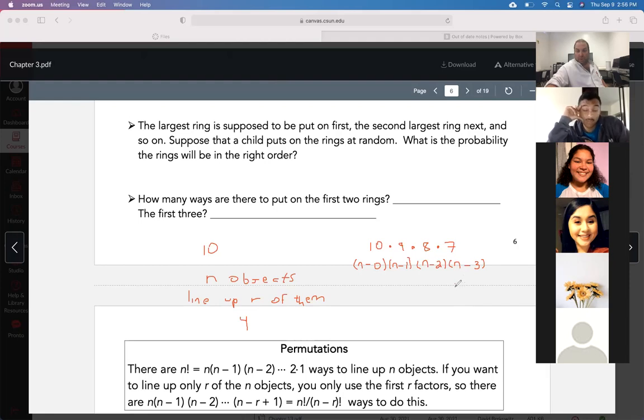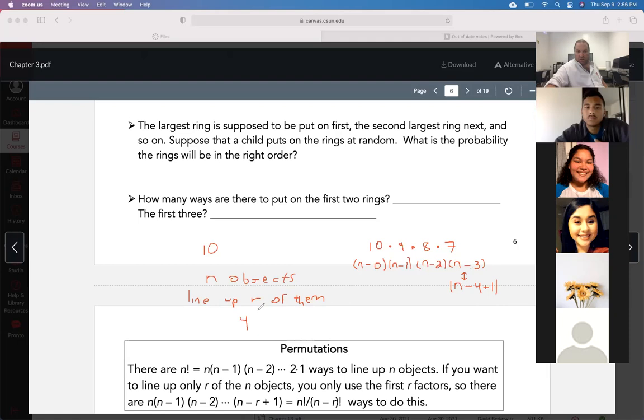So the last one is n minus 4. Where's my eraser? Sorry. Is n minus 4 plus 1. Do you agree? Minus 3 is the same thing as minus 4 plus 1, right? Yeah. Why did I write it like that?